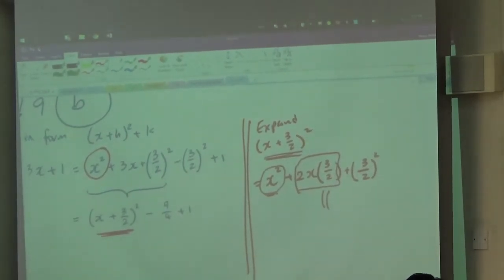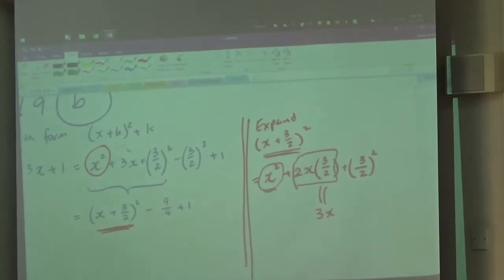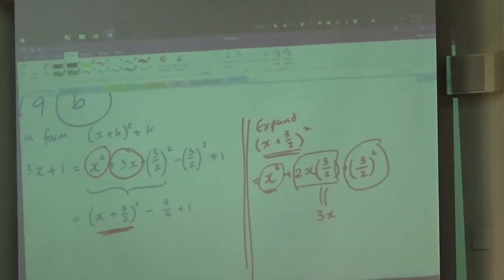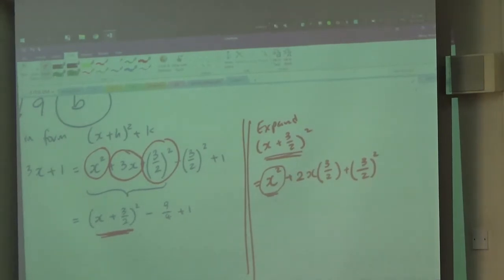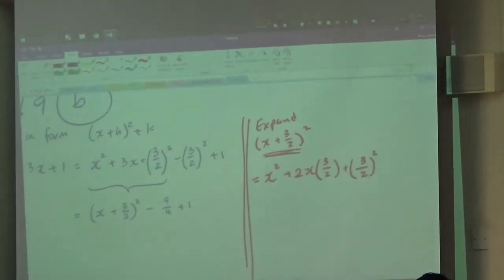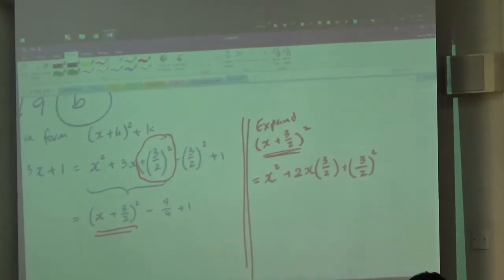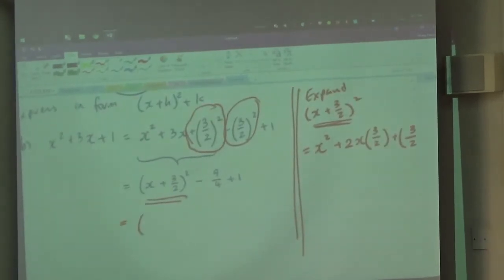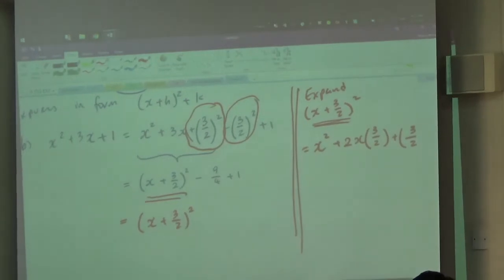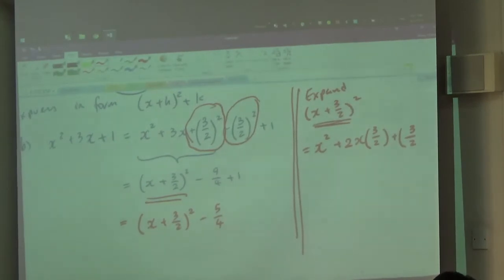Right, so if I were to expand this, 2x times 3 over 2, I will get? 3x. Okay, which is found over here. And finally, the last term, I've got my 3 over 2 squared, which is over here. Okay, so actually over here, they're all equivalent. The whole idea is to create a perfect square by introducing this term. And in order to make the left-hand side equal to the right-hand side, I have to subtract it away again. Okay? So we can simplify further, and we get x plus 3 over 2 squared minus 9 over 4 plus 1. How much is that? Minus 5 over 4. Shall we leave it in decimal or should we leave it like this? Okay, fraction, improper fraction. Okay? So this is our final answer.